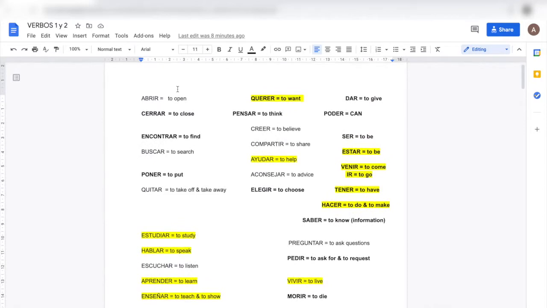I combine irregular verbs with regular verbs, and the reason why I do it is because I want my students to learn important verbs like querer, tener, hacer, estar, ser, very quick. I need my students to learn those elements real quick because they are very important for communication.